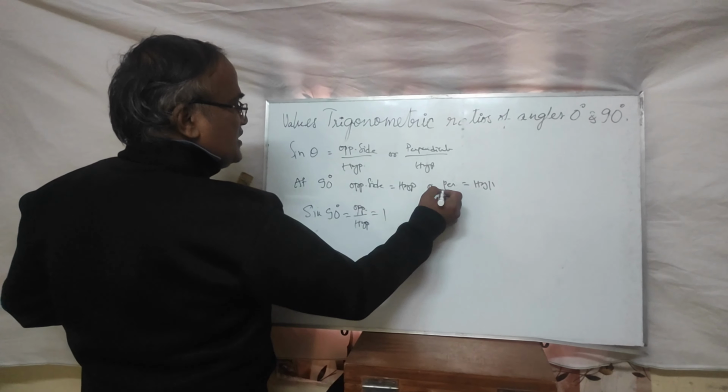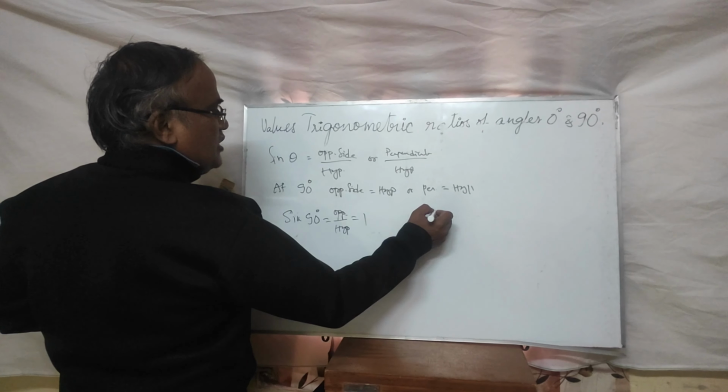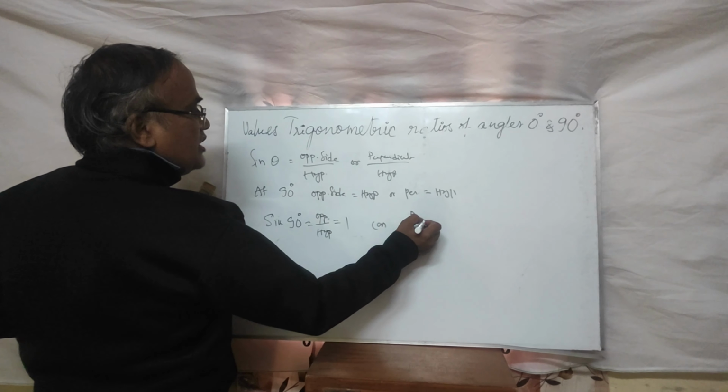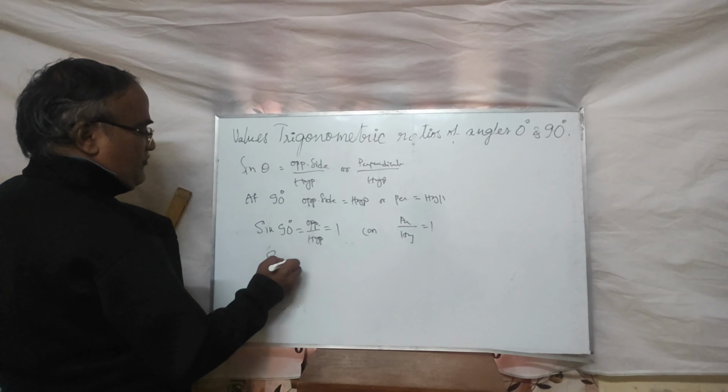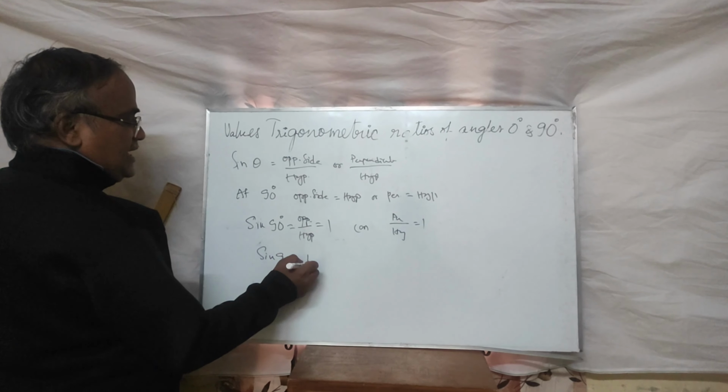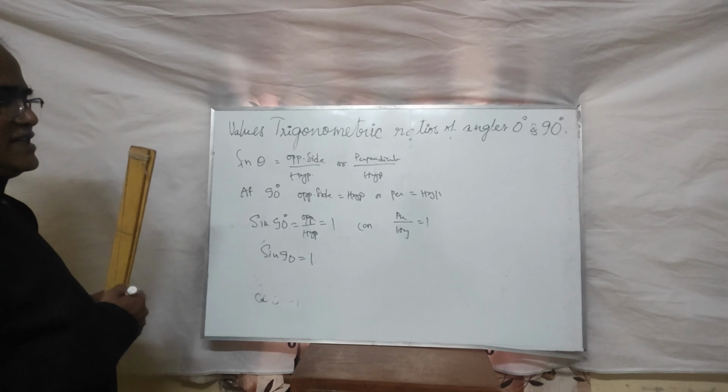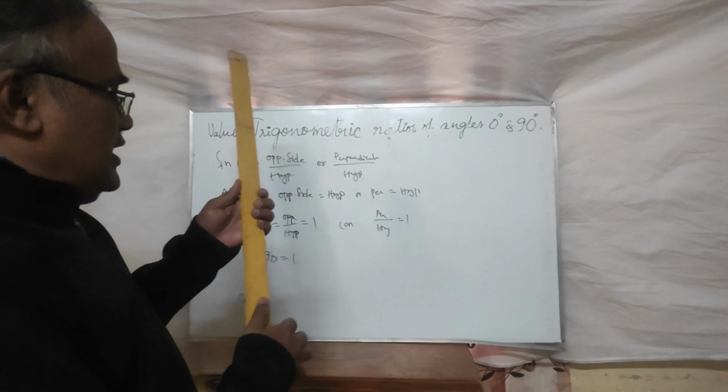Here also, if you bring this perpendicular upon hypotenuse, it is equal to 1. So sin 90 is equal to 1. In this way we can prove that sin 90 is equal to 1. Now let us see cos 90. How to do cos 90?